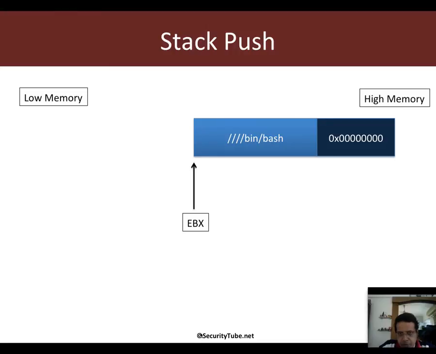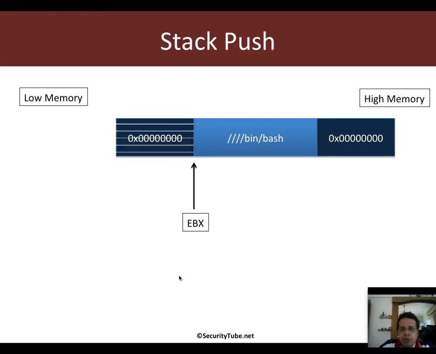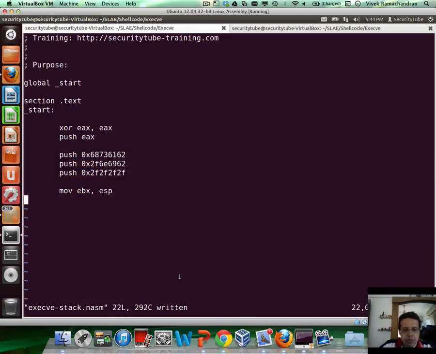Now let me go back here. Now what we're going to do is push another null in. And if you remember, ENVP actually needs to point to a null in memory. And ENVP needs to be there in the EDX register. So we will push a null and then save ESP into EDX. So here goes, we again push EAX. And then I'm just going to move EDX, ESP.